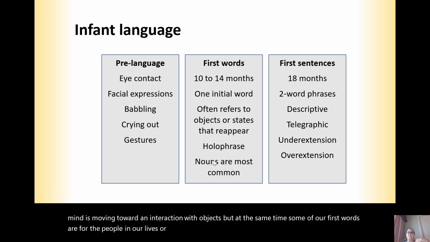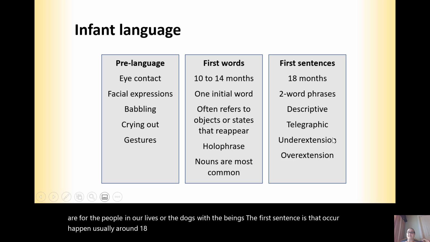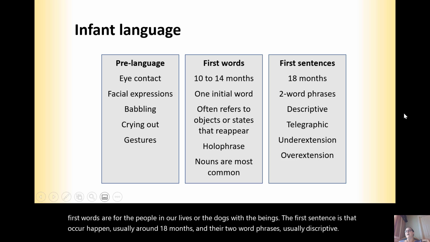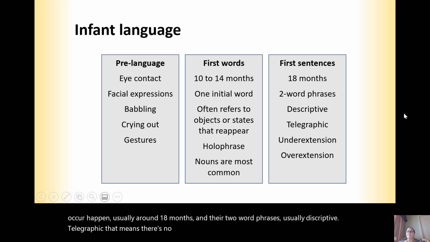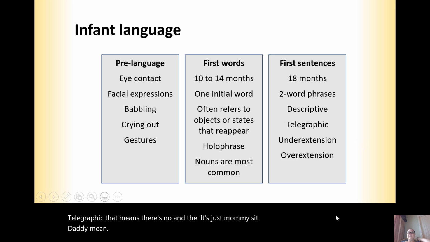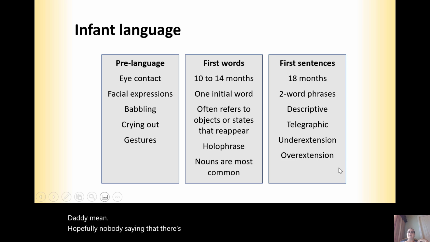The first sentences that occur happen usually around 18 months, and they're two-word phrases, usually descriptive. Telegraphic, that means there's no and or the. It's just, Mommy sit, Daddy mean. Well, hopefully nobody's saying that. There's also underextension and overextension rules, or undergeneralization and overgeneralization.